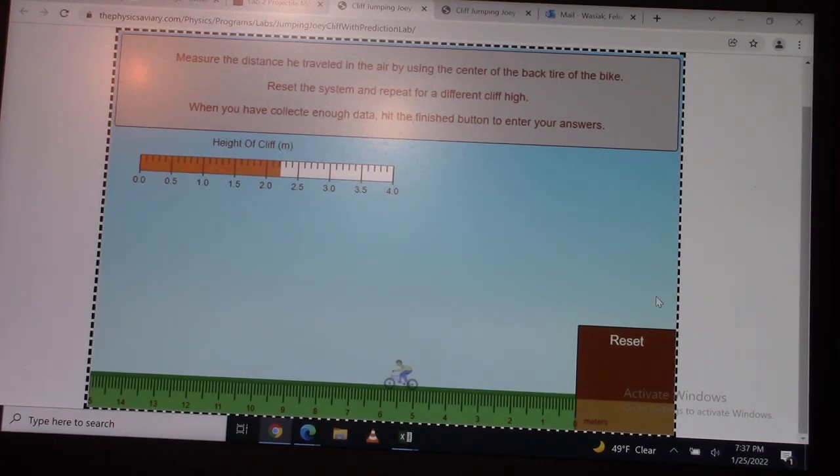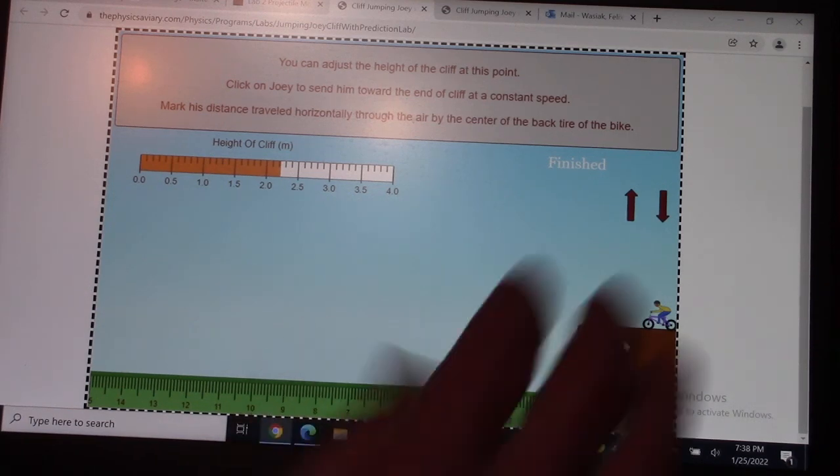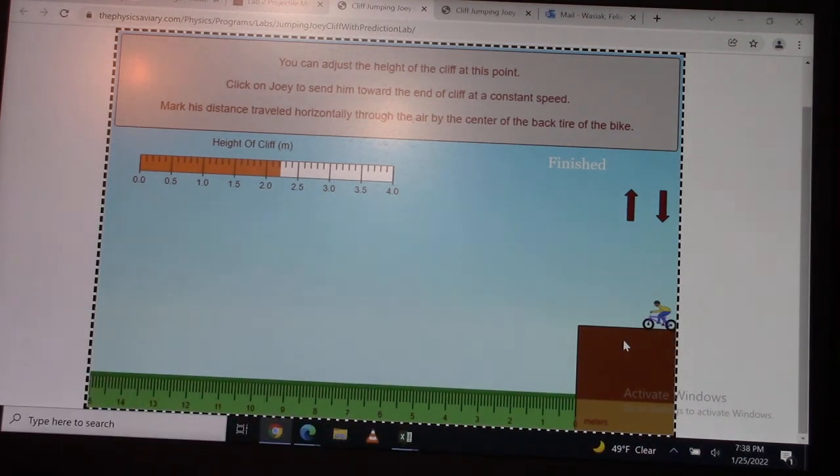Okay, and then for additional runs, or if you didn't like a run, you hit reset and you start the whole thing over. Then you're going to calculate the time, right? Read the lab, and then you're going to calculate the horizontal velocity that this person launched off with.